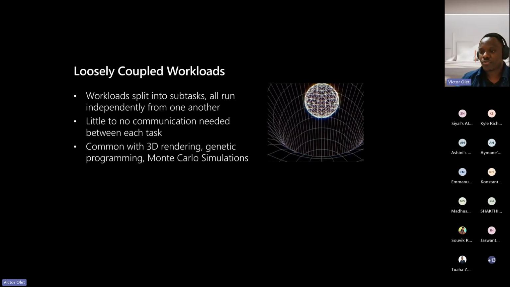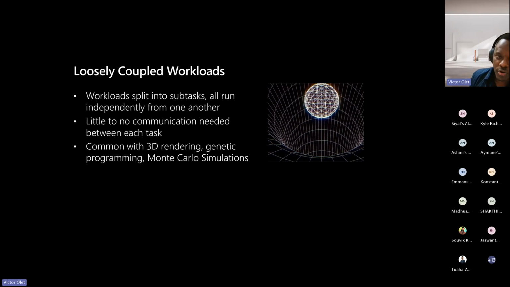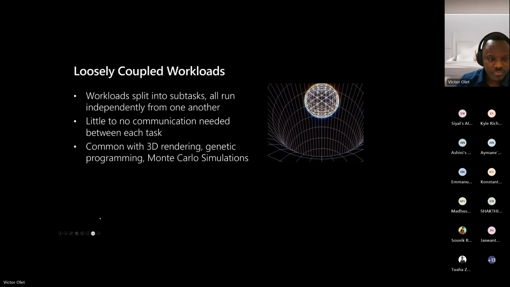You need to render a massive image, for example, this one, it's a video. You want to render it. So it can be subdivided into small tasks, passed to a GPU, and that GPU can do this work for you. These tasks don't need to talk to each other. That's what we call a loosely coupled workload.